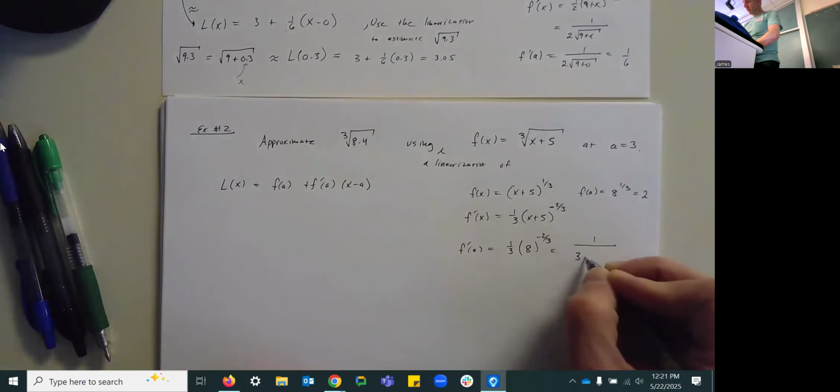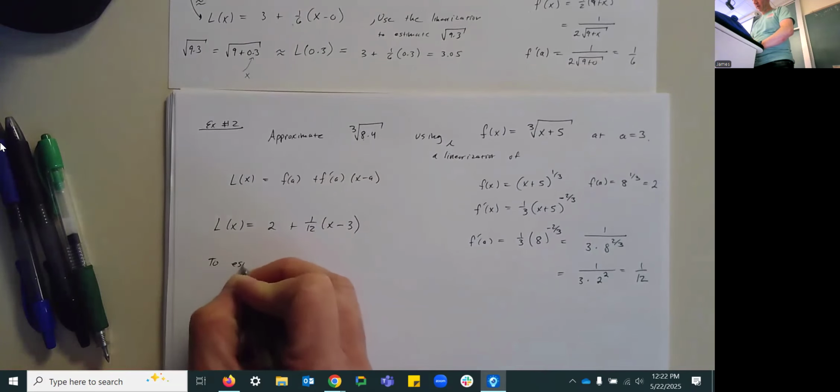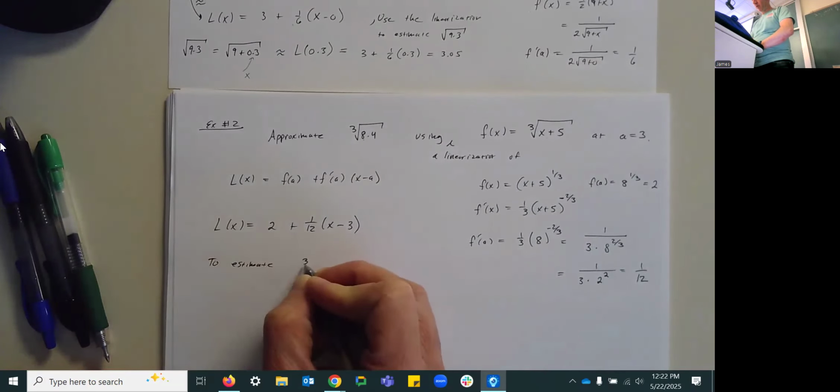Okay. So now for the end of the problem, to approximate or to estimate the cube root of 8.4, we are going to say f of some number equals the cube root of that number plus 5, and it's going to be approximately L of whatever that number is. And we have to figure out what goes in here so that we can approximate the cube root of 8.4. I want you all to think about it and fill it in.